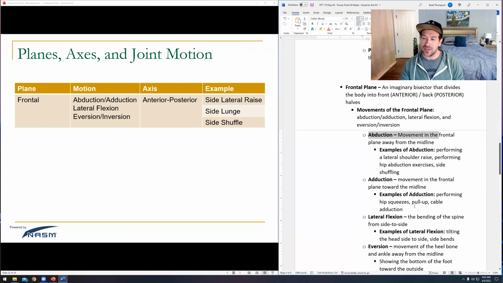So abduction is movement away. So a lateral raise, right? Honestly, a shoulder press, right?